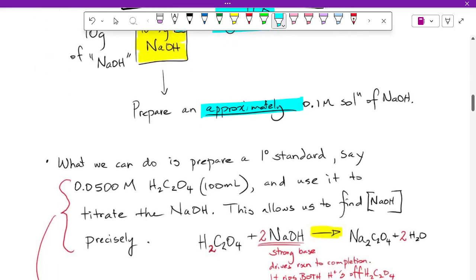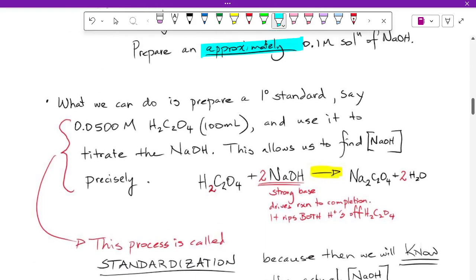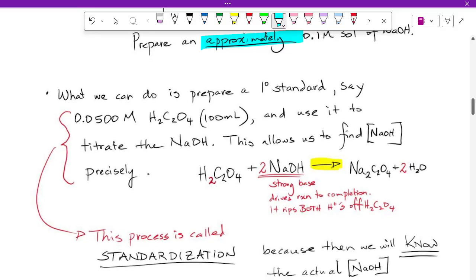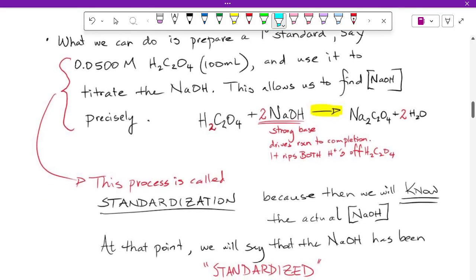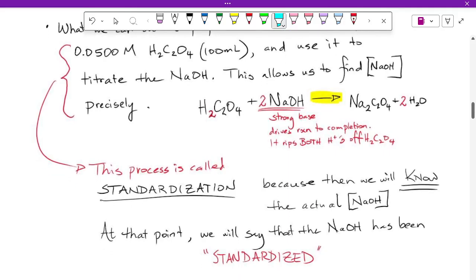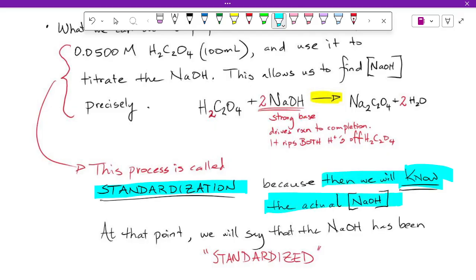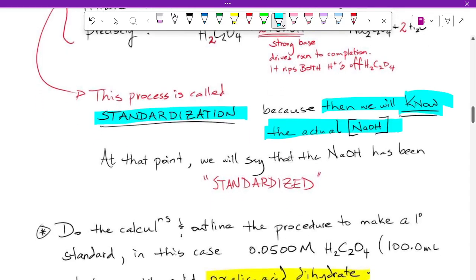So what we do is we prepare a primary standard, say 0.5 molar H2C2O4, 100 milliliters of that, and use it to titrate the NaOH. This allows us to find the concentration of NaOH precisely. This process is called standardization because we are finding the concentration. The concentration will be known. At that point, the NaOH is said to have been standardized.